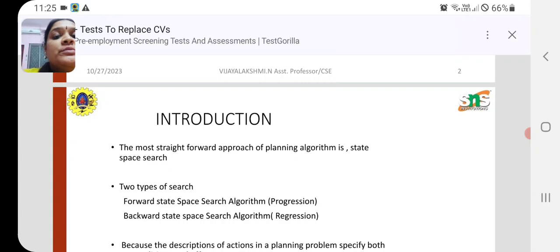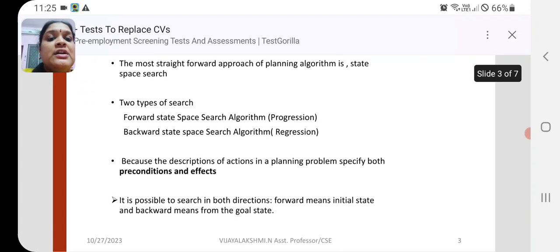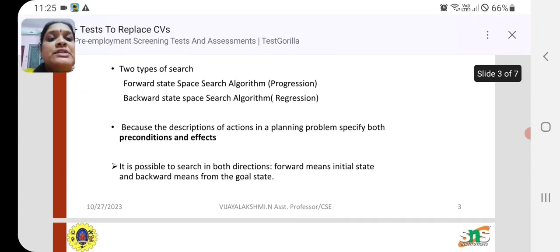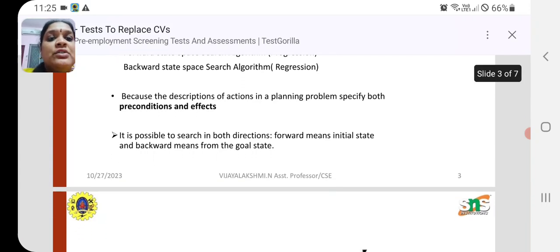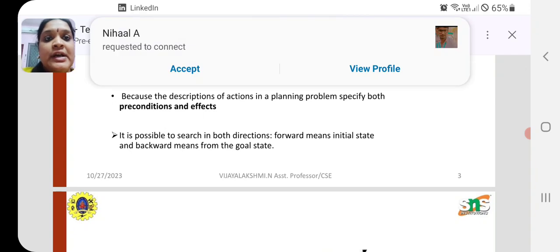This search algorithm is a straightforward approach of planning algorithm in state space search. Why? Because the description of actions in a planning problem specifies both preconditions and effects. So, the search is possible in both directions, that is forward and backward.